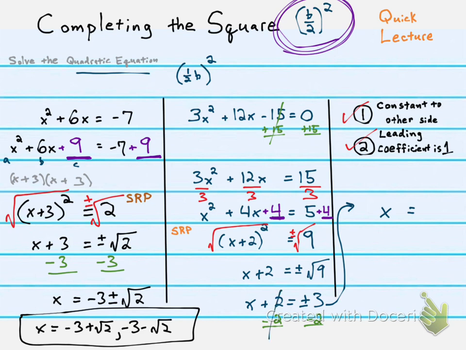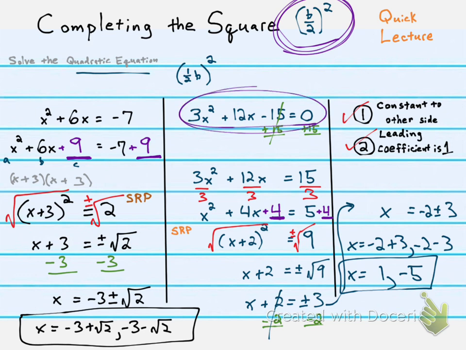On the right-hand side, I have negative 2 plus or minus 3. Now, you don't want to leave your answer like this. This is two numbers. This is negative 2 plus 3 and negative 2 minus 3. We know that negative 2 plus 3 is 1, and negative 2 minus 3 is negative 5. In this case, we get two integer answers, which means that this could have been factored all along. But it goes to show you that you can use completing the square even with something that does factor.